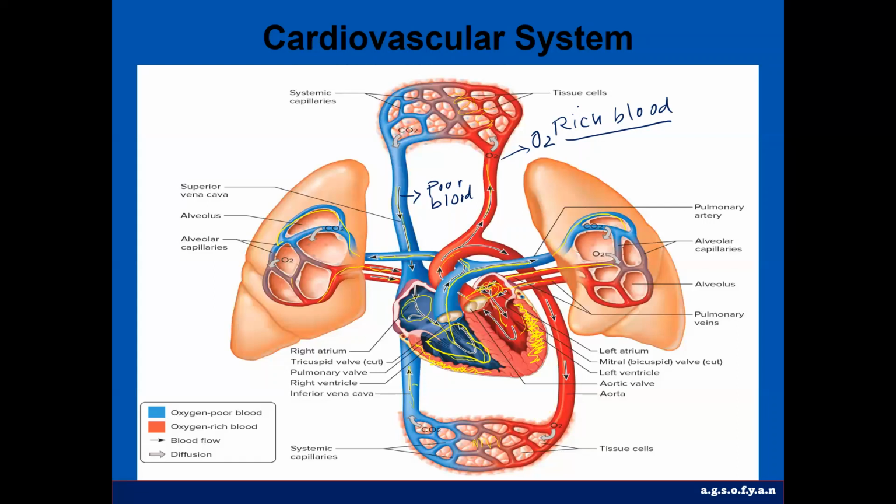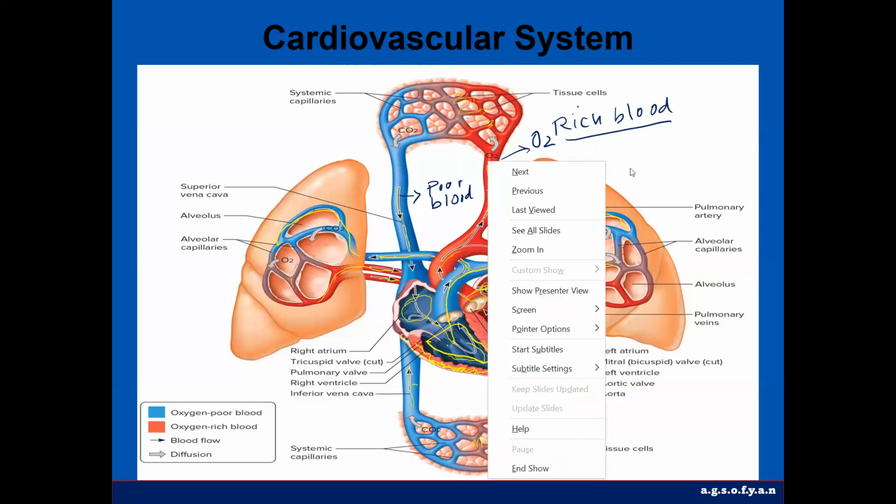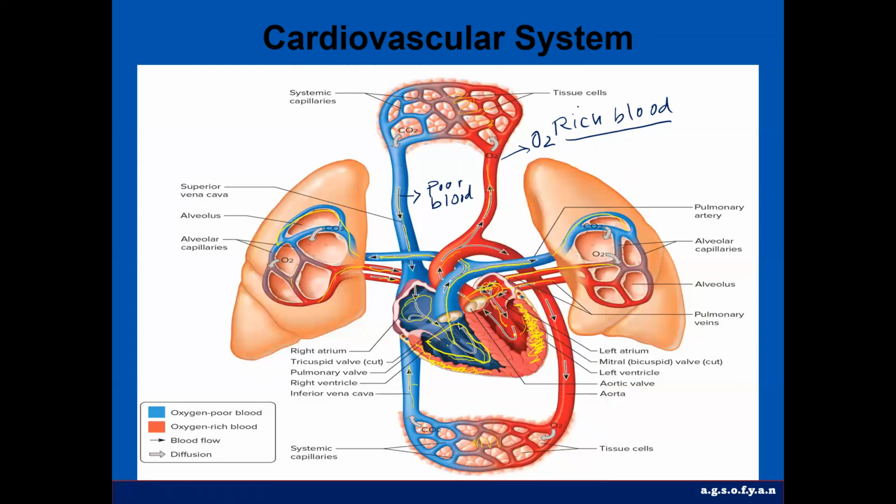Okay, so again, these are two types of circulation in the cardiovascular system. From the right side of the heart the blood will go to the lungs and return to the left side of the heart. And this is what we call the pulmonary circulation. And then from the left side of the heart, the blood will be pumped into all the organs in our body, and return to the right side of the heart. And this is what we call the systemic circulation.